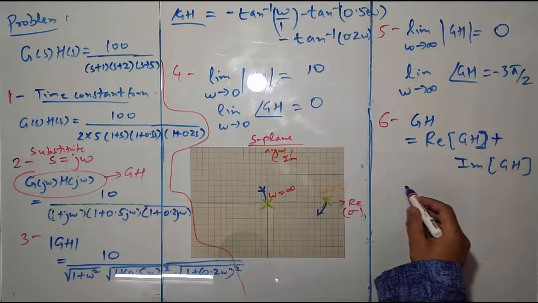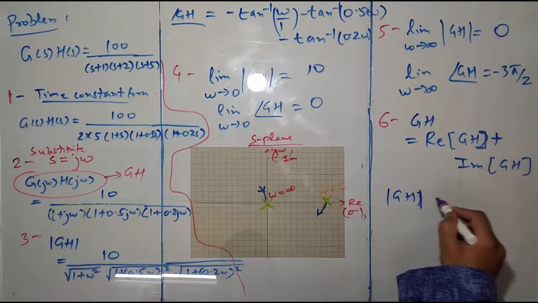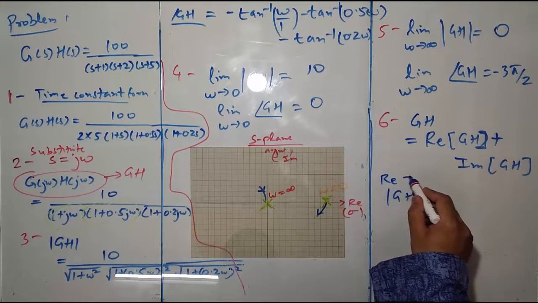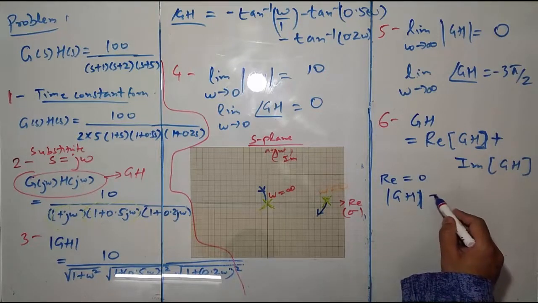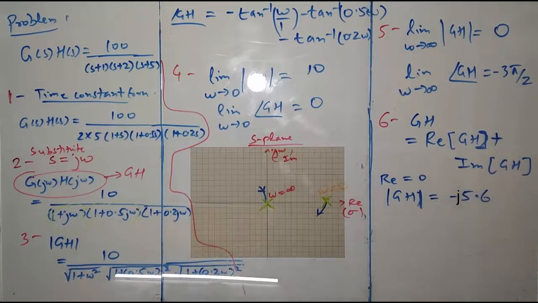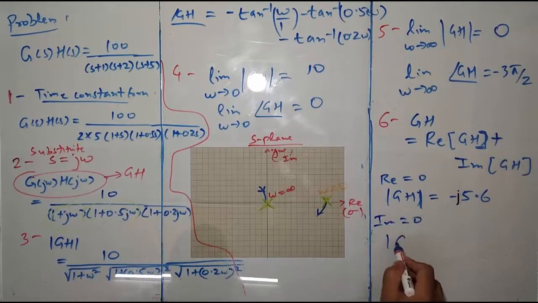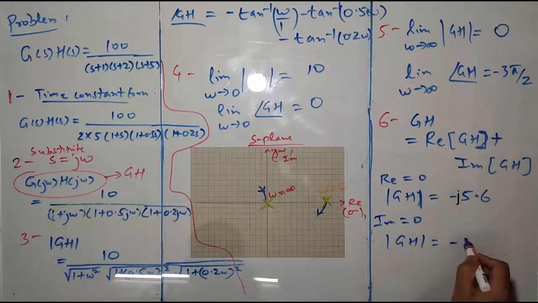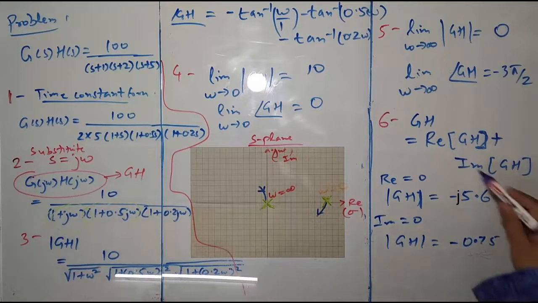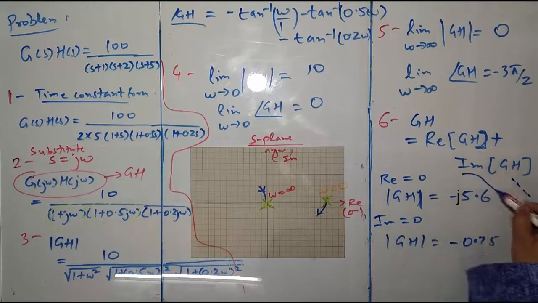I got the intercepts. So when the real part is 0, I got this magnitude as minus 5.6, and when the imaginary part is 0, the magnitude comes out to be approximately minus 0.75. So I leave the subsequent steps after this on you.